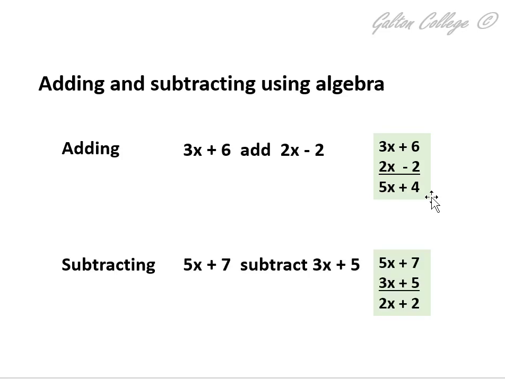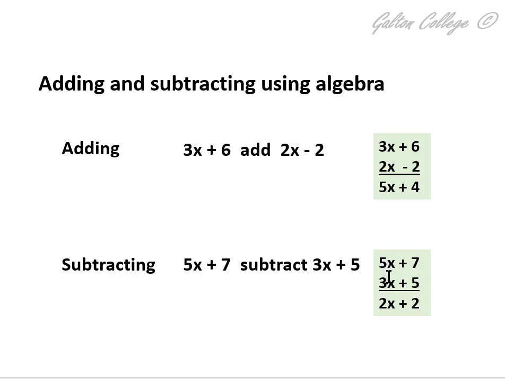We can subtract the same thing. Here we're going to subtract 3x plus 5. We're going to subtract that from 5x plus 7. Now just write it down again. Line it up like I've done. Get the x's under each other. Get the numbers under each other. So top line is 5x plus 7. Subtract 3x plus 5. Here we are. 3x plus 5. Now subtract it.